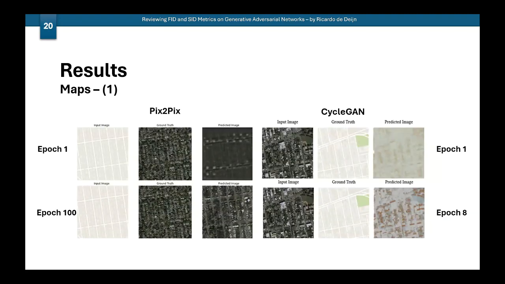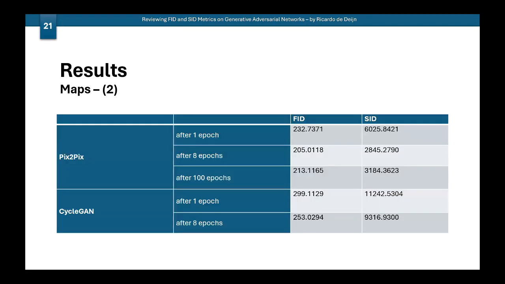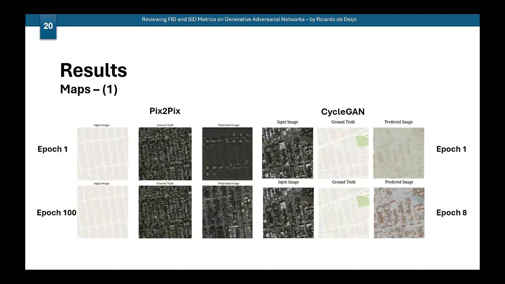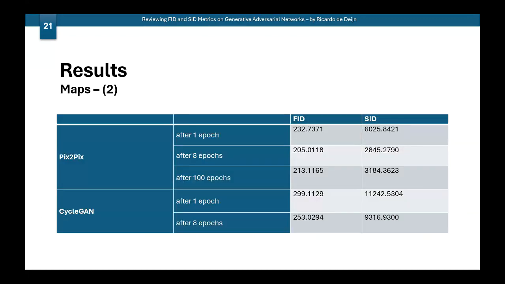Then we have the last dataset, just to verify the results, the maps dataset. And you can see again that Pix2Pix is performing well because it has 100 epochs. But if we look here, SID is a little lower this time, probably because the domain is more different this time, so it's easier to pick up the variability and diversity, so it can generate better results.